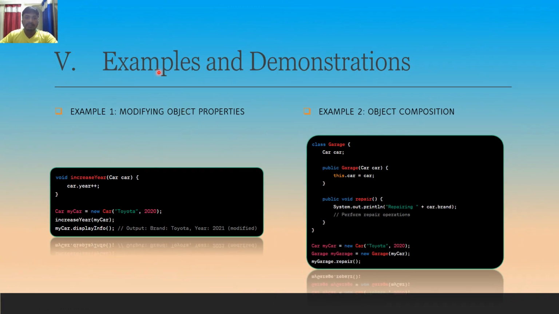Now, here are some examples and demonstrations. In example one, we are modifying the object properties. As you can see here, you can take your time and see the first example. And here it is example two, object composition. Here again, you can see what is performed. You can take time. Now let us see the next slide.